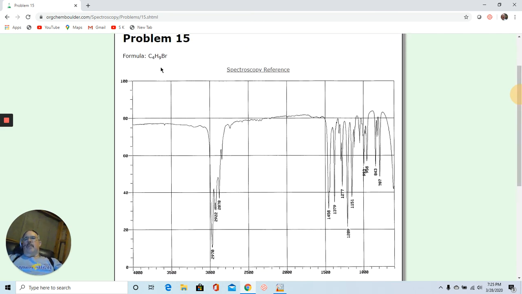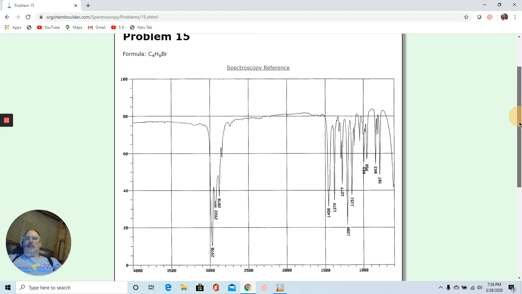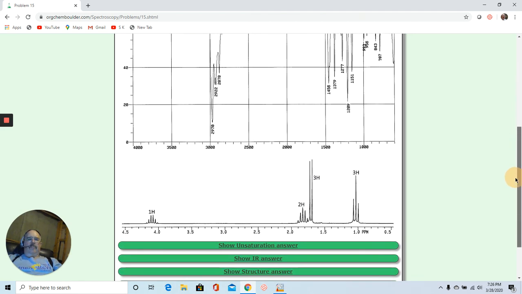Okay, this is a small molecule, C4H9Br. There's only 4 possible isomers. There would be n-butyl, isobutyl, sec-butyl, and tert-butyl. And okay, it's not tert-butyl because we would only have a singlet of 9 hydrogens, which is not what we have.